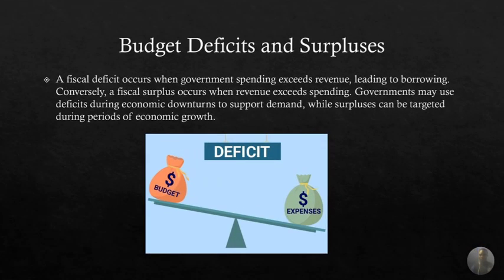Then look at budget deficits and surpluses. This is where you're looking at government spending exceeding the revenue they are earning in their own country. That's when you have a budget deficit, leading to borrowing, whereby the government might borrow from the International Monetary Fund or the World Bank. The government is not meeting the expenses they actually budgeted for, so they end up having the deficit.